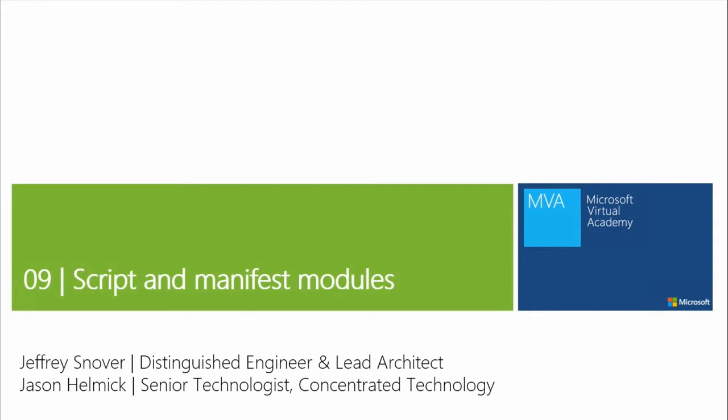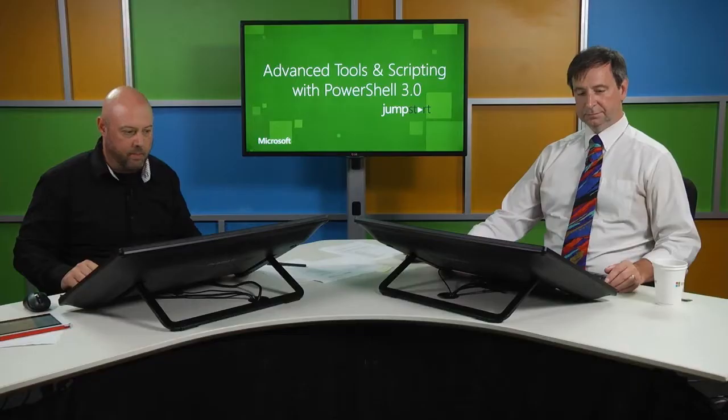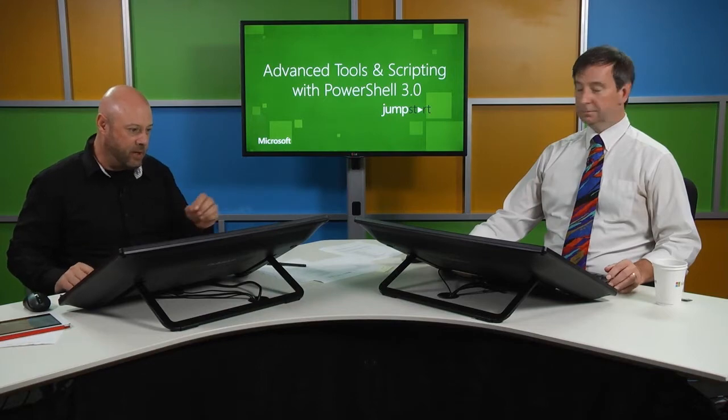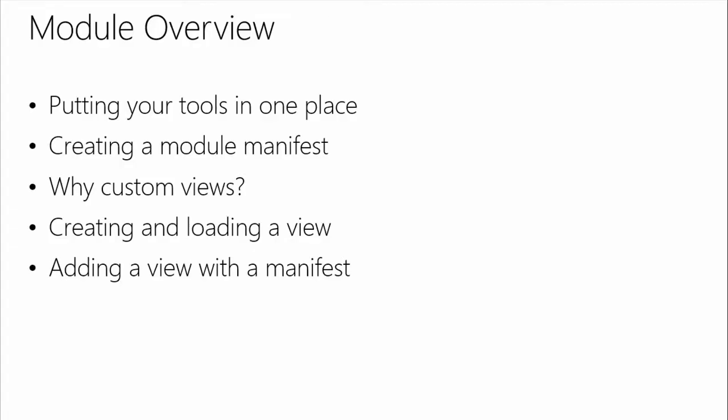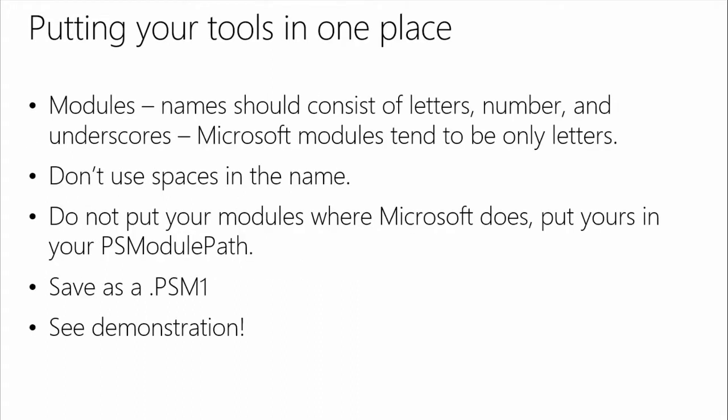So Module 9 is script and manifest modules. Now, if you joined us the last time, we did this briefly, but there's more to it, and so we want to show you some more about it. We're going to start you off one piece at a time. First of all, here's what we're going to do: putting your tools in one place, creating a module manifest, and taking a look at a custom view action too. That'll be fun. And getting that set up. So, putting your tools in one place.